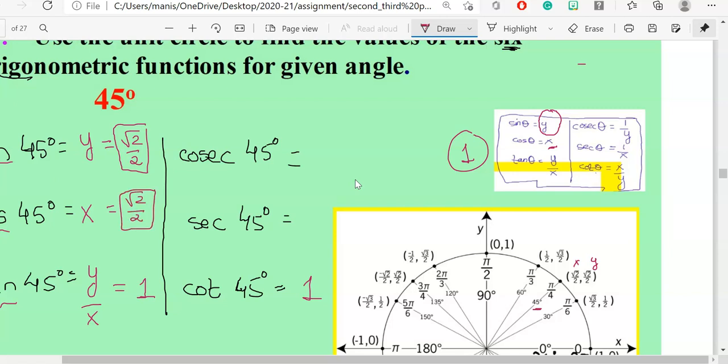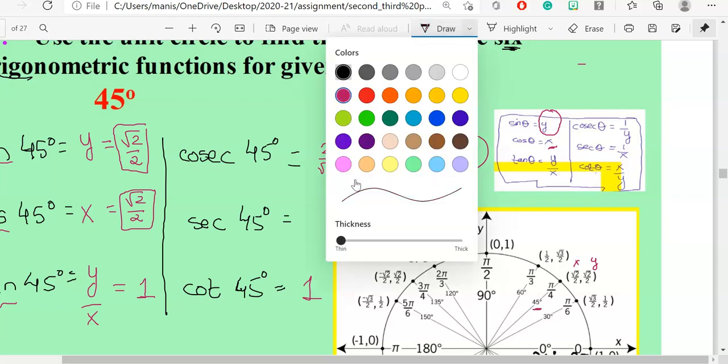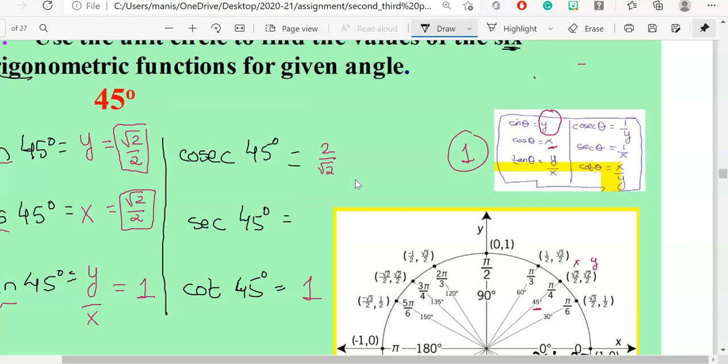Now for cosecant what happens is we will flip this because this is a reciprocal, it is 2 over radical 2. Is this the correct answer? It's kind of correct answer, but this is not in simplest form. To make it in simplest form, I need to rationalize the denominator. So when I rationalize the denominator, I am multiplying by radical 2 because this is radical 2 over here. It gives you 2 radical 2 over 2. This will be cancelled out. Your answer is what? 2.